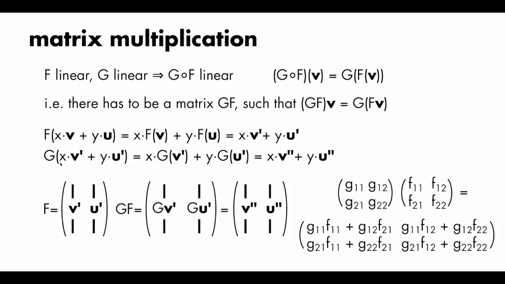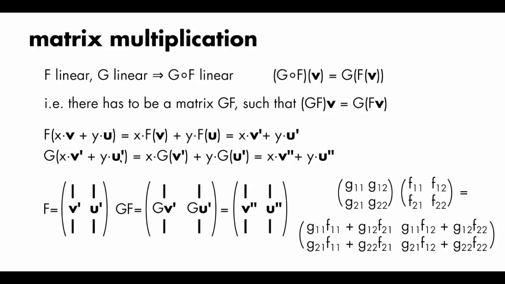Okay, so we take this vector and now send it through G. And G is also linear, so it only cares about these vectors again. So we can write it like this: G of V prime and G of U prime, and we'll call these V double prime and U double prime. And from that, again, we can read off the matrix for GF.